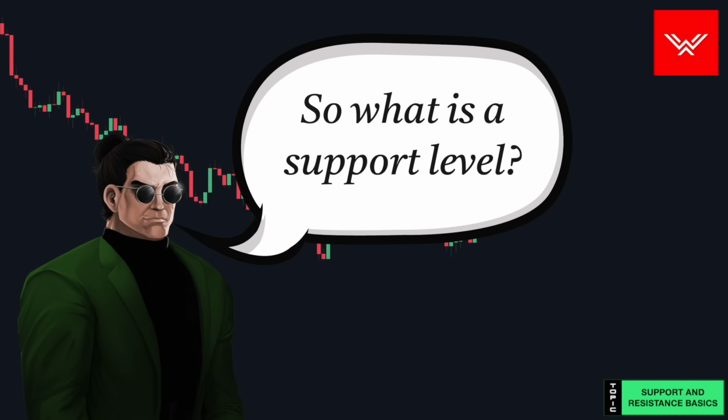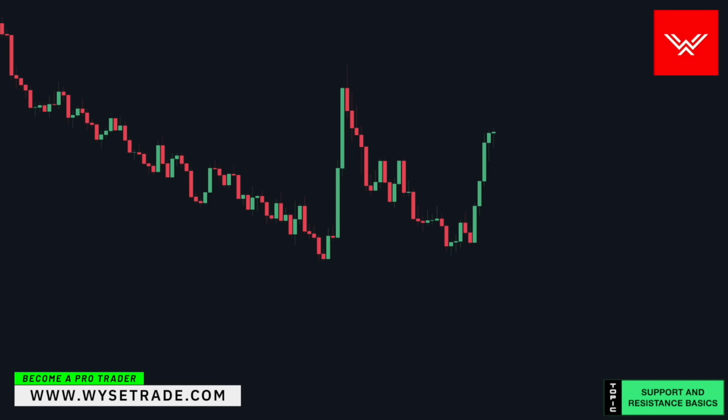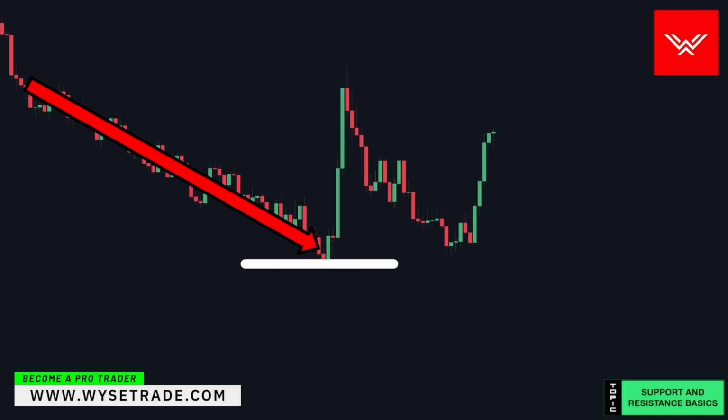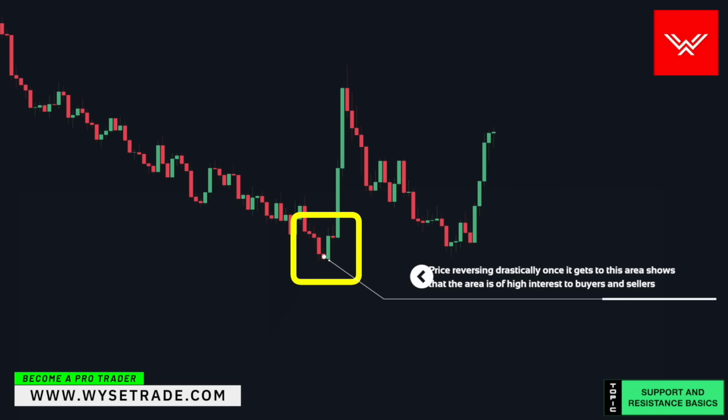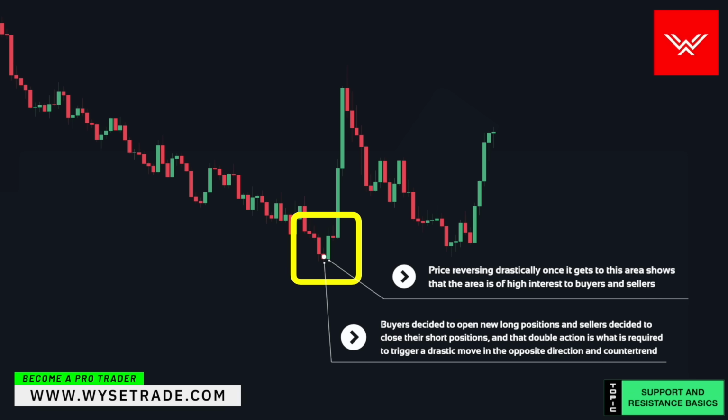So what is a support level? When you look to the left, you notice price go down before it suddenly stopped in its tracks, changed directions, and went upwards drastically. This tells you that for whatever reason, this area is of interest to buyers and sellers, because once price got to the area, buyers decided to open new long positions and sellers decided to close their short positions. And that double action is what is required to trigger a drastic move in the opposite direction.